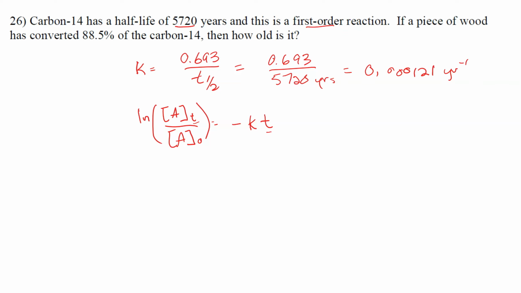Because they asked converted 88.5% of carbon-14, if we arbitrarily had 100 being our number of units for A naught, and we consumed 88.5% of those, that would leave us 11.5%, or 11.5 units of that 100, meaning the term we need to plug in is 0.115, or 11.5%.